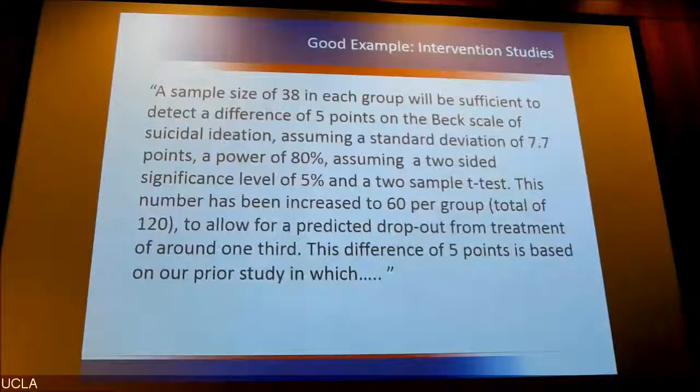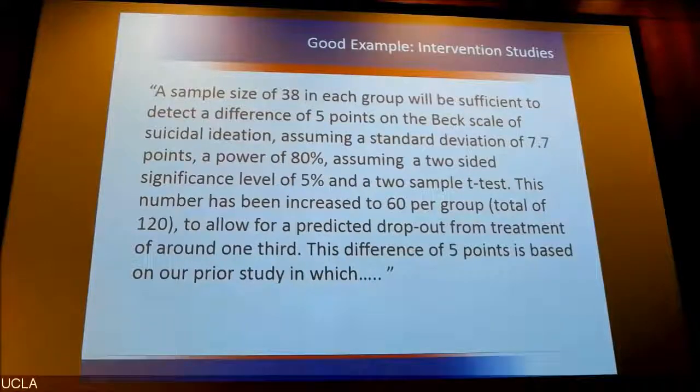So in the last minute that I have, I'll give you an example of a good power calculation. It's not good because there's any science behind this particular one, but it includes all of the necessary information you need to justify your sample size. Our sample size of 38 in each group. Tell people exactly what number, don't give a range, give a specific number, will be sufficient to detect a difference of 5 points. So 5 points is the magnitude of the intervention effect that we are assuming on the Beck scale of suicidal ideation.